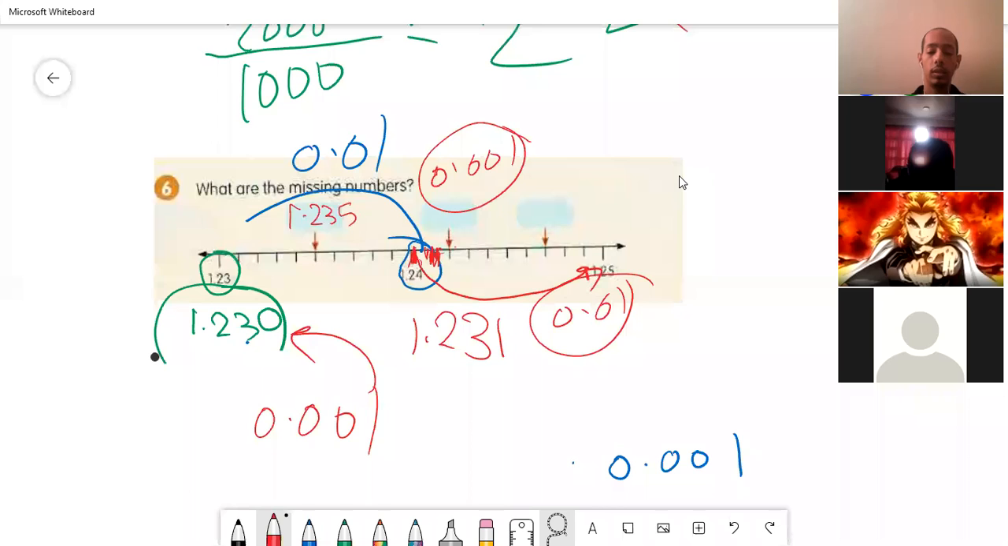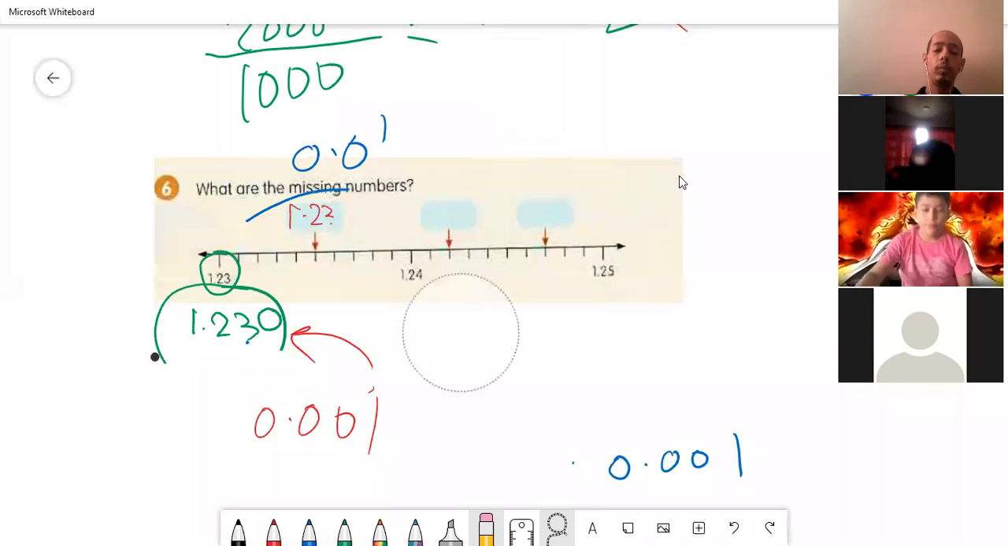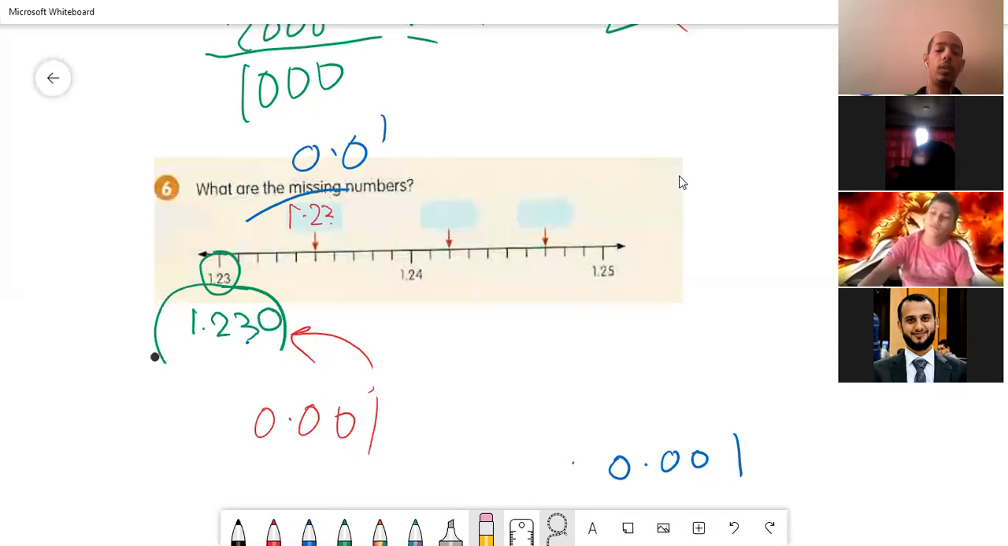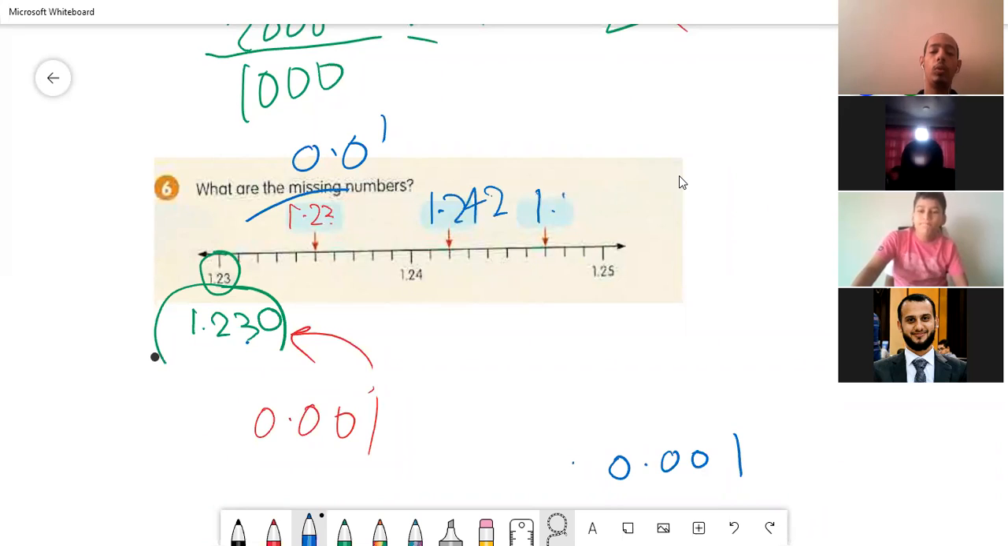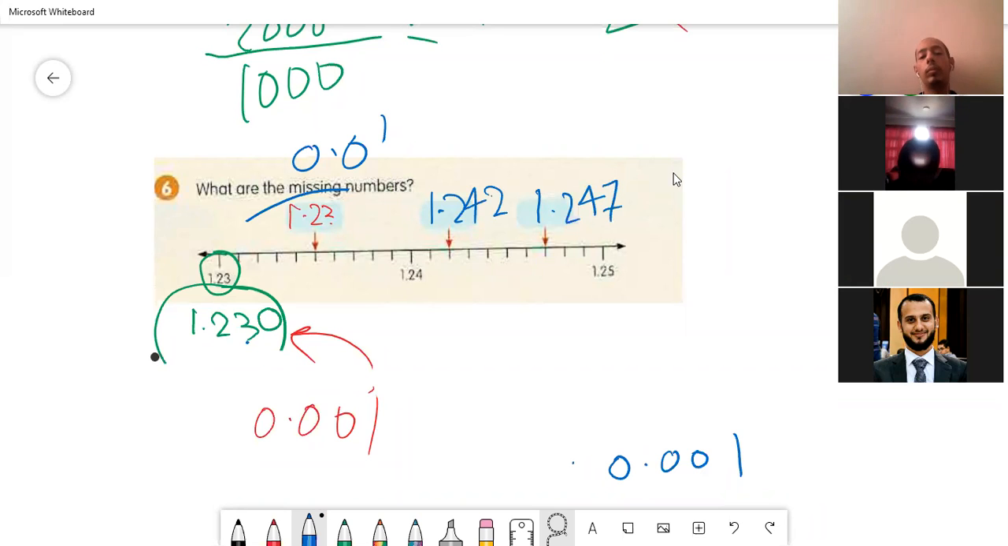So this will be 1.242. And this 1.247. Yep, 7. Is that clear? Yes. You also need to revise how to study negative and positive numbers.